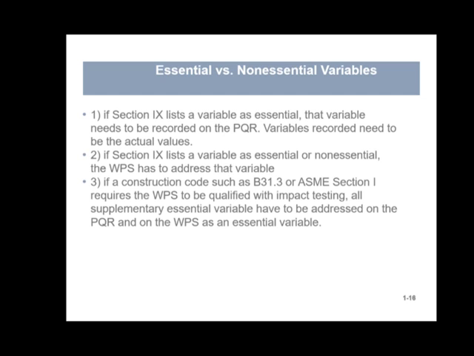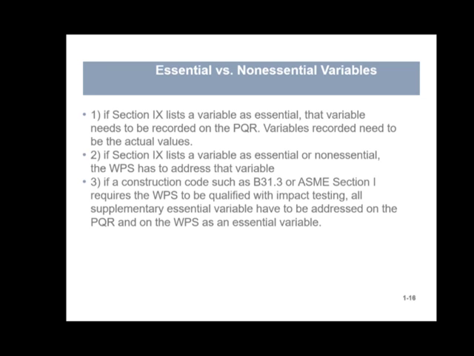If Section 9 lists a variable as an essential variable, that variable needs to be recorded on the PQR. Variables recorded need to be actual values. If Section 9 lists a variable as essential or non-essential, the WPS has to address that variable. If a construction code such as B31.3 or ASME Section 1 requires the WPS to be qualified with impact testing, all supplementary essential variables have to be addressed on the PQR and on the WPS as an essential variable. So that's pretty clear cut.